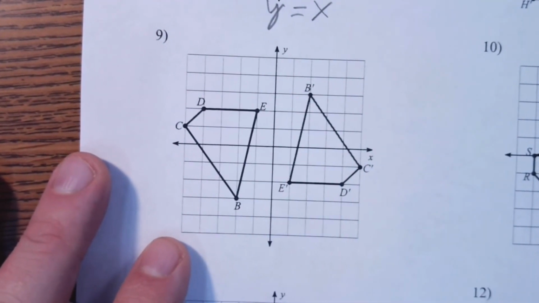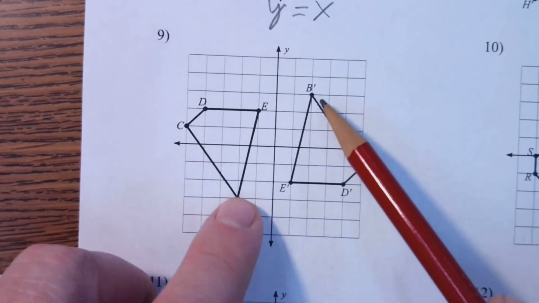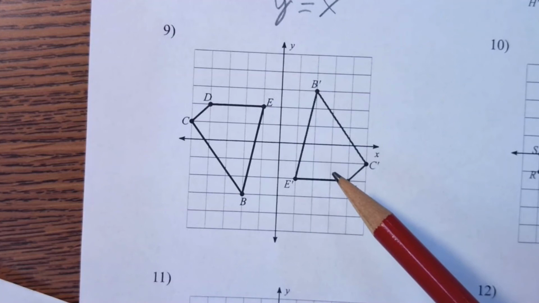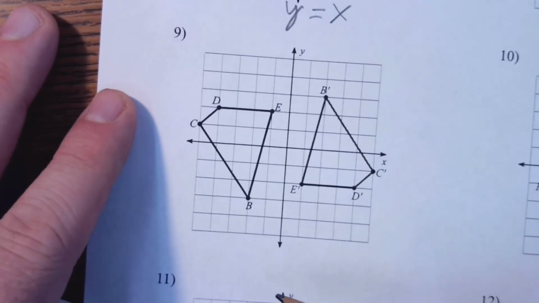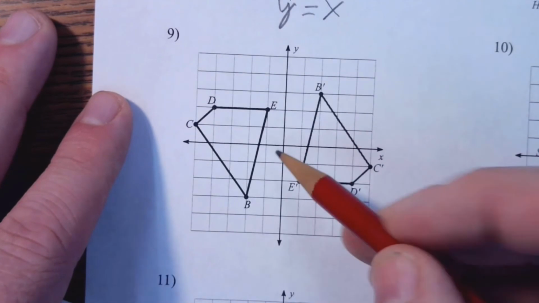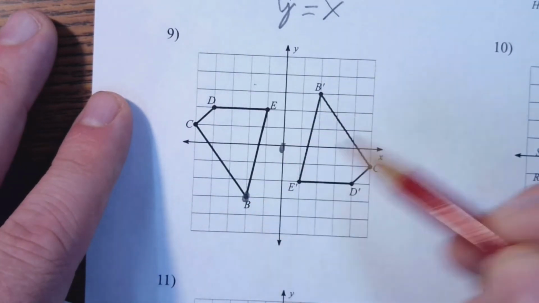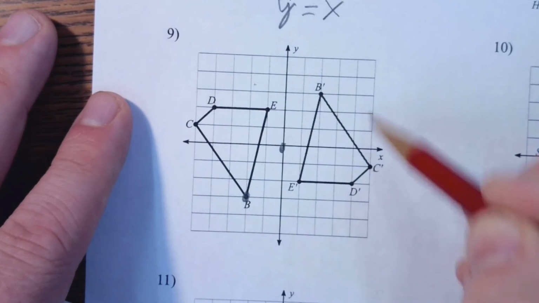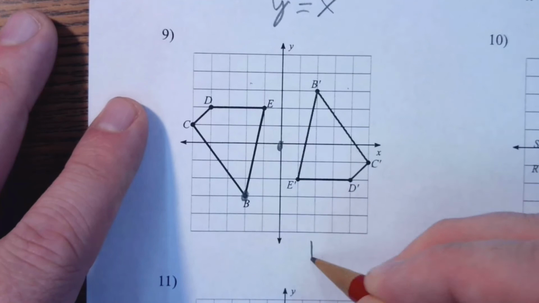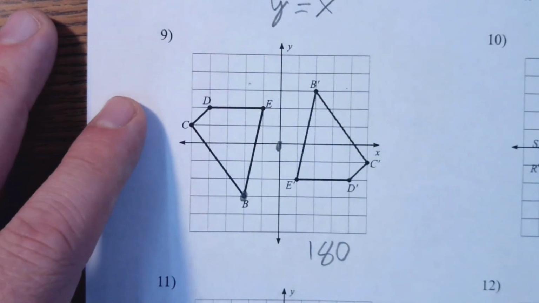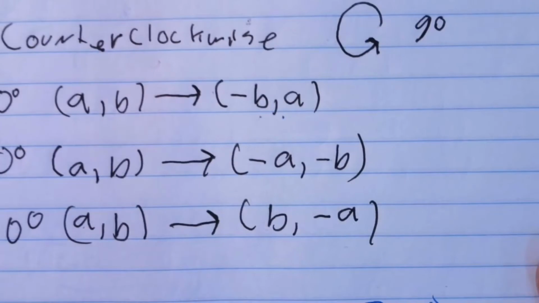Okay. It's definitely not a translation because basically the pointy parts of the shape are not facing the same direction. It doesn't look like I can draw a mirror anywhere, so I think rotation. So B went 1, 2 away. C went 1, 2 away. So what do we think it is? 180. Can we prove it? Yes, we can use this formula here. Right?